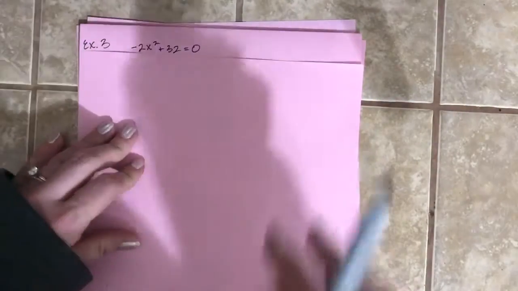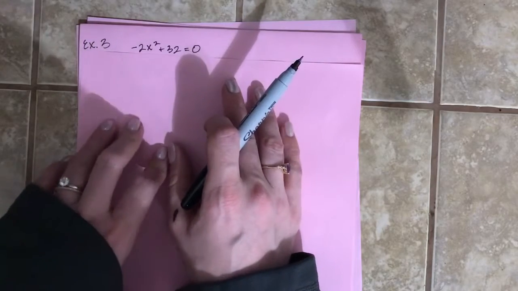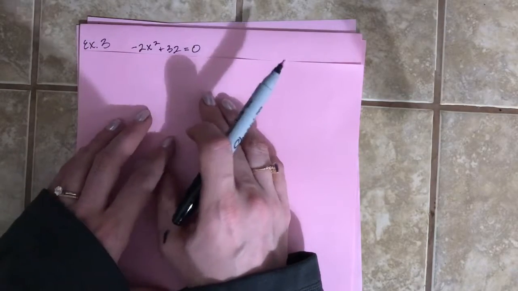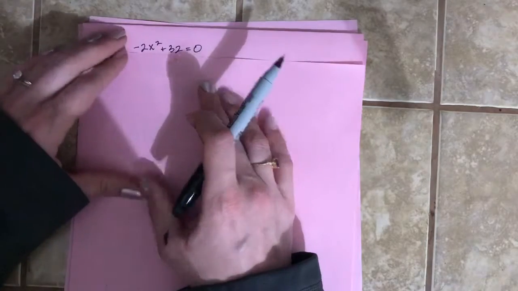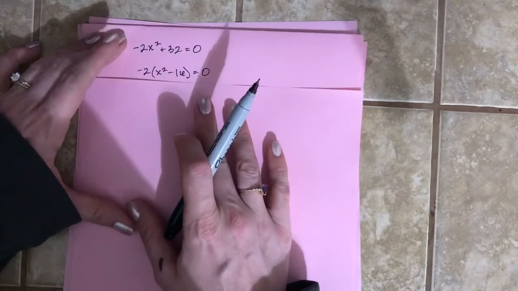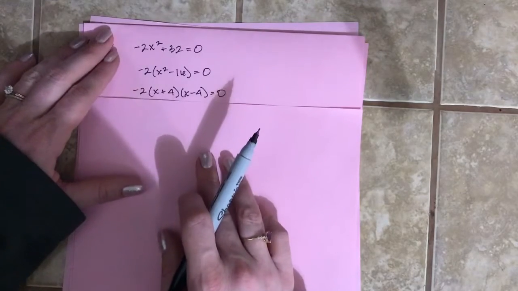Example 3. Negative 2x squared plus 32 equals 0. So how can I factor in this problem? It's already set to 0. I can factor out a negative 2, which then reveals a difference of squares.